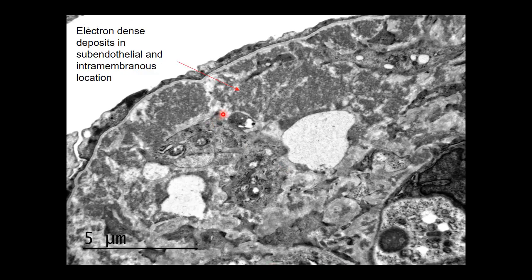In the EM, however, you can see this is the basement membrane. The top of it will be the epithelial lining, and under it is the endothelium. So this is subendothelial intramembranous location. Right out here you can see it just looks like the membrane has become pretty thick in two layers, like a sandwich. And there's a lot of deposition in between.